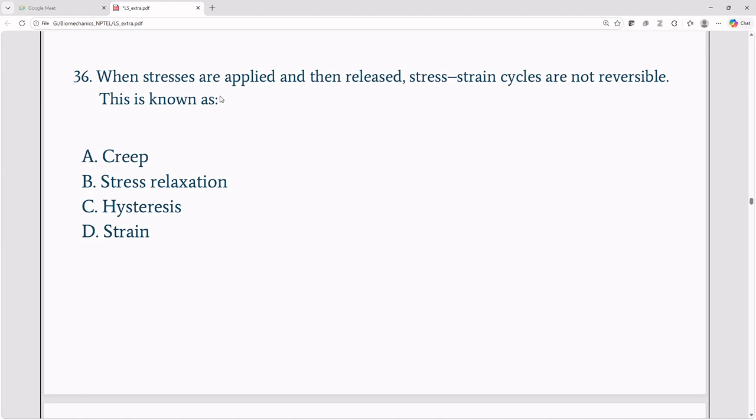Next question. When stresses are applied and then released, the stress strain cycles are not reversible. This is known as which among the following? Options are option A, creep, option B, stress relaxation, option C, hysteresis, option D, strain.